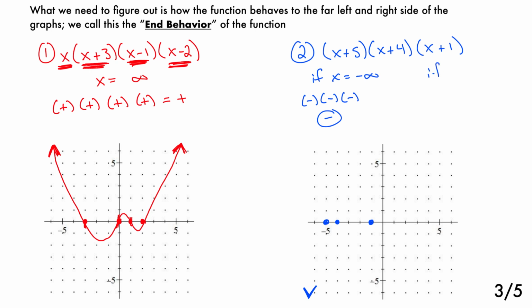But if x was equal to positive infinity, then the first term, x plus 5, would become positive. The second, the x plus 4, would turn positive. And the third, x plus 1, would also be positive. Positive times a positive times a positive is positive. So it will end in an upward trajectory. So next, I'm just going to sketch it, going through the dots that I've already gotten from the last slide for finding the x-intercepts. So it's going to do something like this. And that would be a sketch of problem number 2.